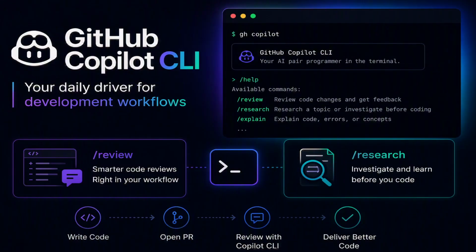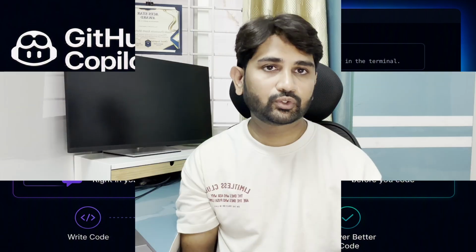In this video, you will see how GitHub Copilot CLI can become a workflow driver inside your workflows, especially for code review using the /review command, and also we will see the usage of the /research command to understand how that helps you to investigate before starting any development.